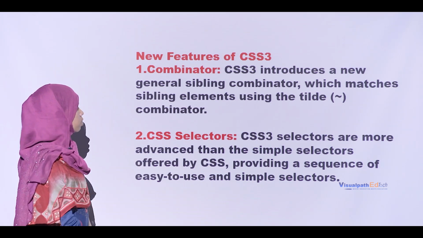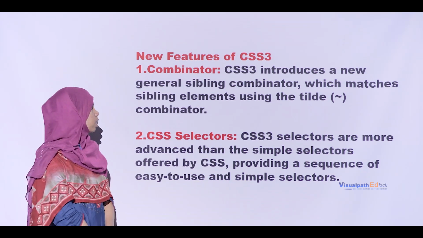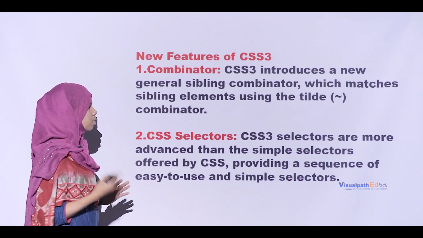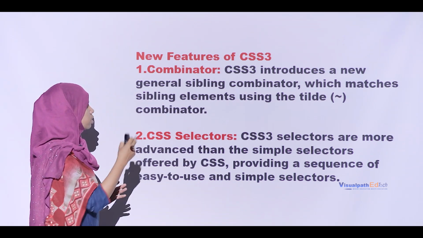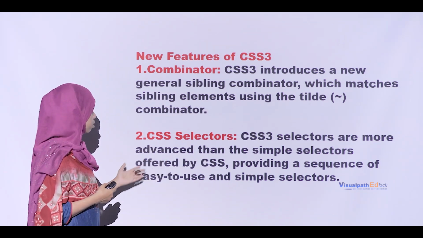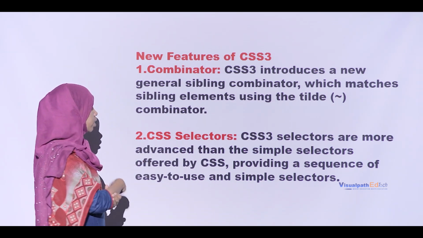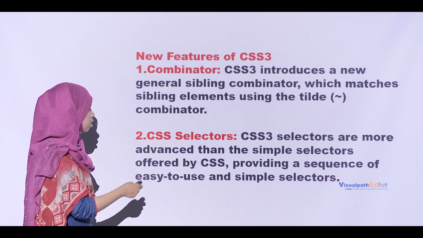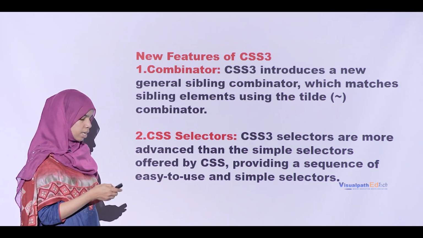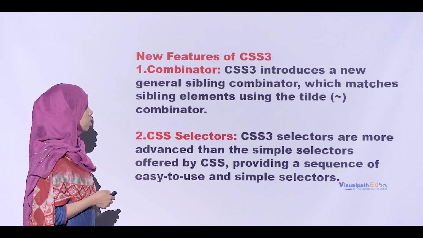A few of the new features of CSS3 are, first, the combinator. Earlier we had only the selector and its property and value. Now we have an additional feature called the combinator, which introduces the general sibling combinator, prefixed with a tilde symbol. Then CSS selectors, which are more advanced, upon the simple selectors offered by CSS, providing sequential, easy to use selectors.